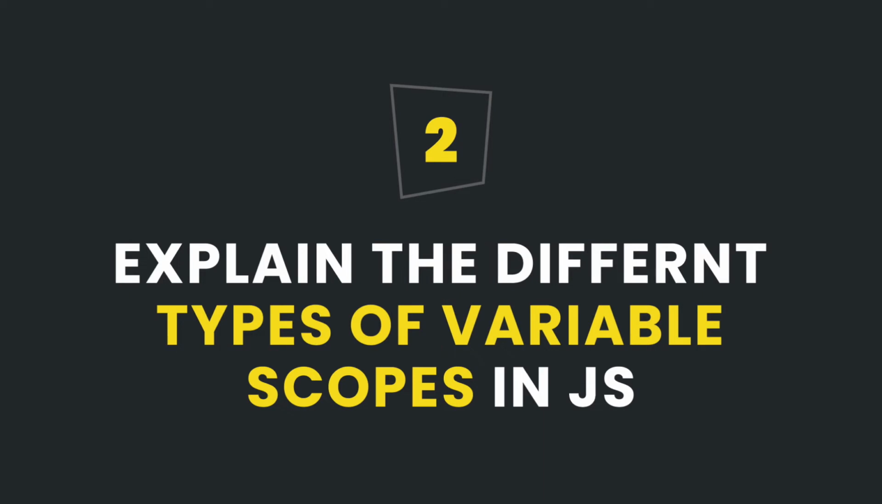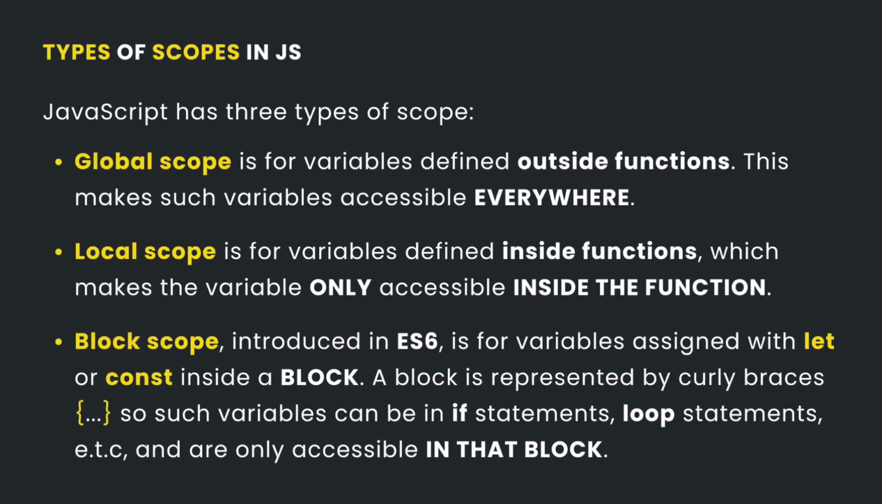Second question, explain the different types of variable scope that we have in JavaScript. In JavaScript, we have 3 types of scope. Number 1 is the global scope, which is for variables defined outside of functions. This makes such variables accessible everywhere, that is in all parts of your code.